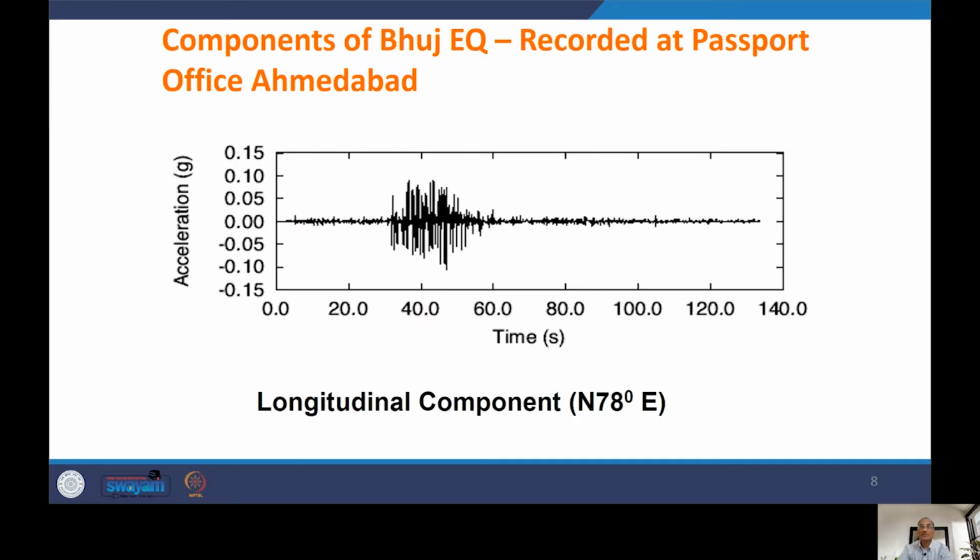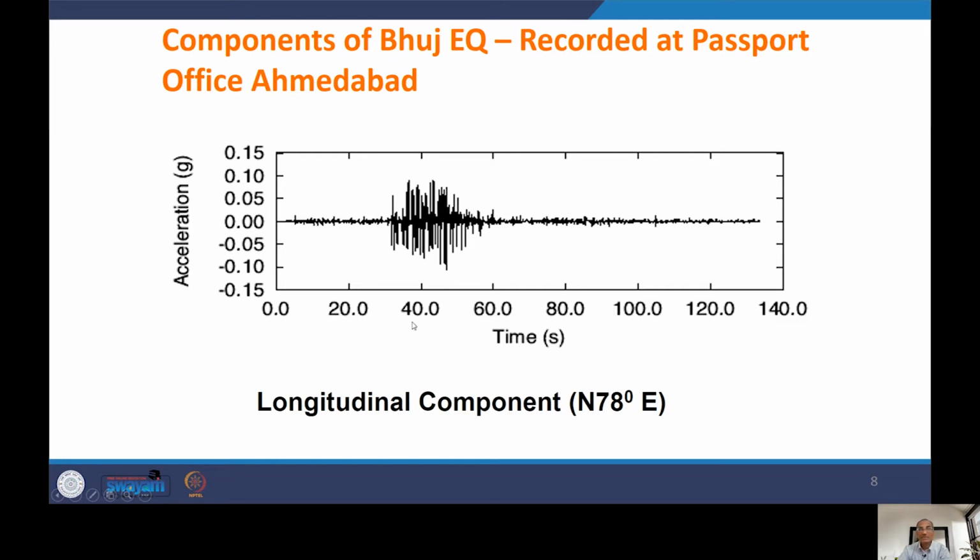So this is one of the components of the Bhuj earthquake recorded at the Passport Office of Ahmedabad. This component is called the NE component, one of the horizontal components. That means the angle it makes with the north is 78 degrees, between the north and east direction quadrant. What you can see here is basically an acceleration time history. On the y-axis acceleration is given in terms of g, and on the x-axis time is given in seconds.